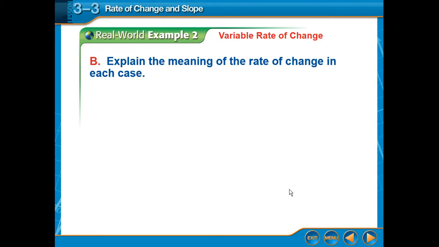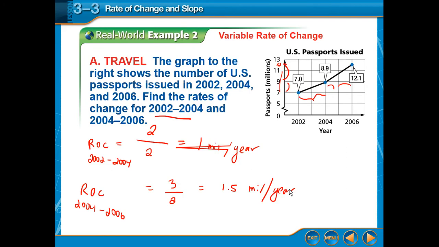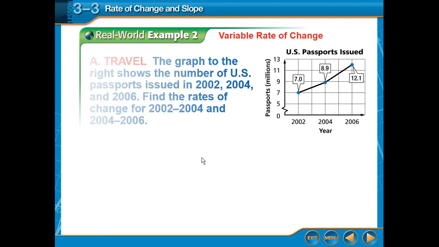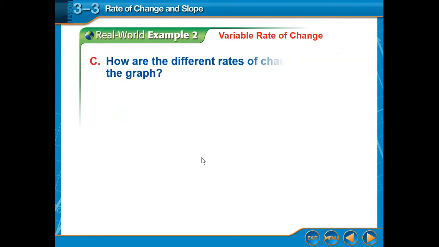And we kind of just explained it. Explain the meaning of the rate of change. This means that between the years 2004 and 2006, it changed by about 1.5 million per year. And between the years 2002 and 2004, the number of passports issued changed by about 1 million each year.